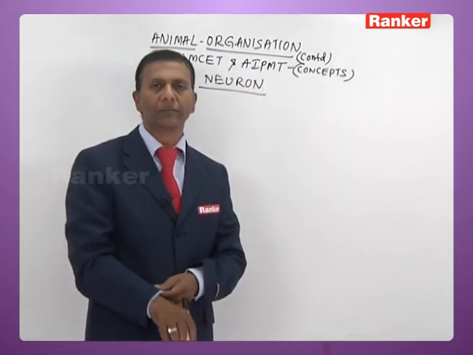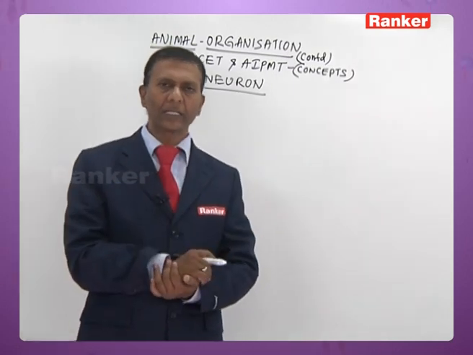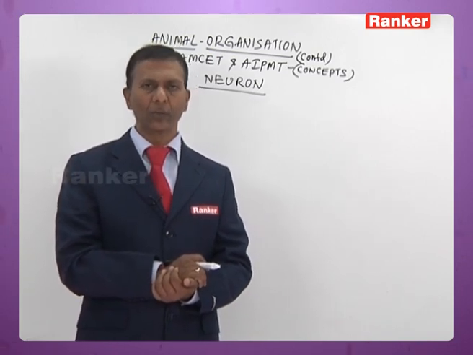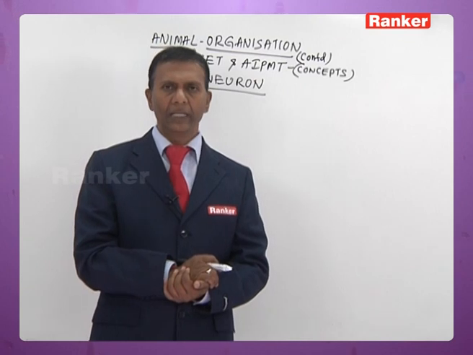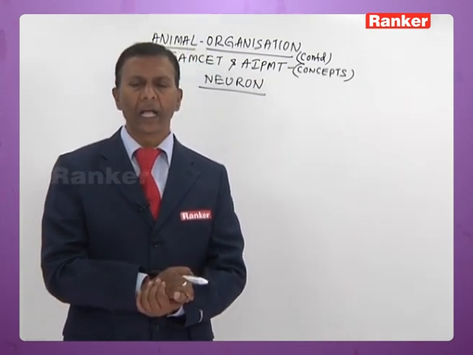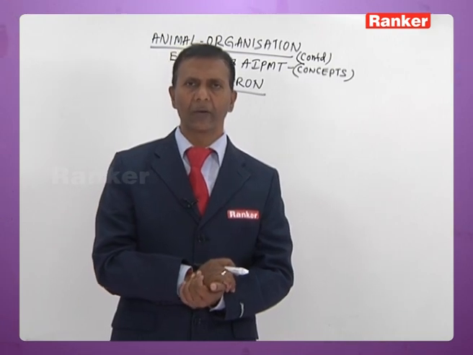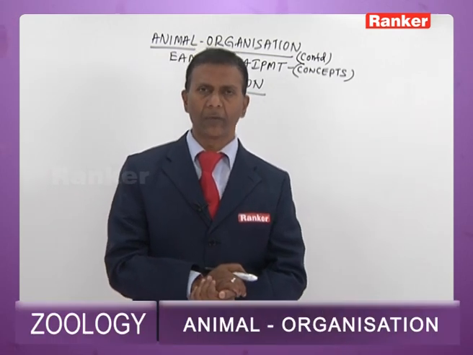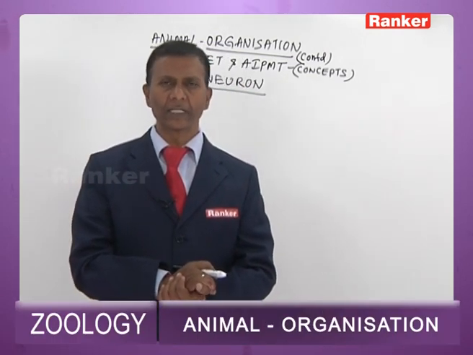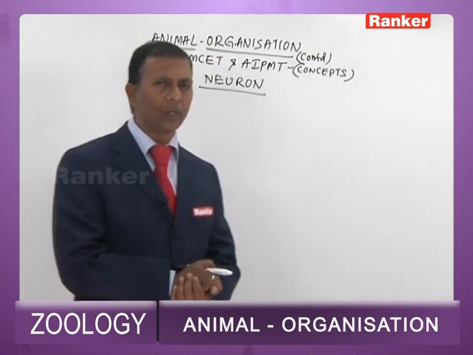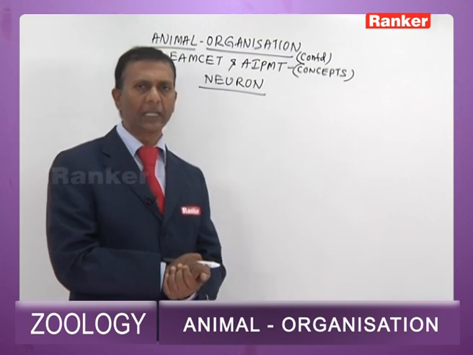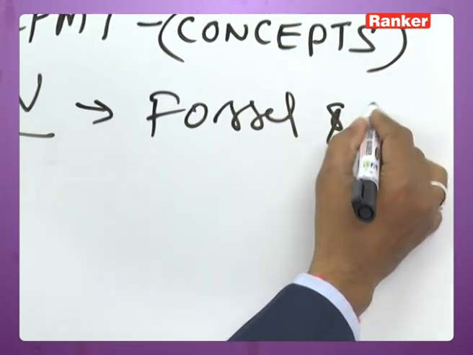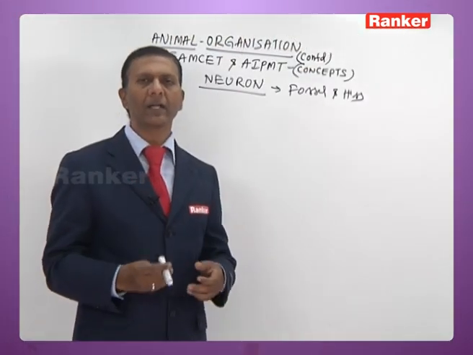Now we shall talk about the nerve tissue. Nerve tissue is basically made up of two types of cells, neurons and neuroglial cells. They exhibit characteristics like irritability, excitability and conductivity. The neuron happens to be the longest cell in the human body. The neuron was discovered by Fossil and Hiss.